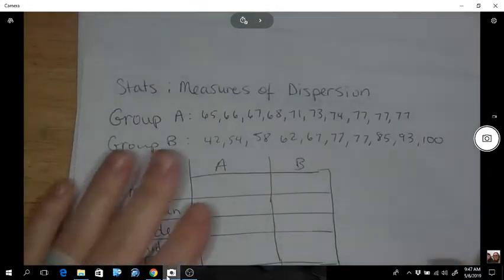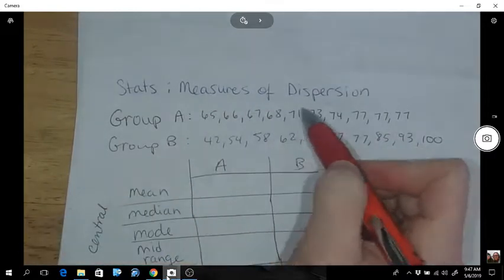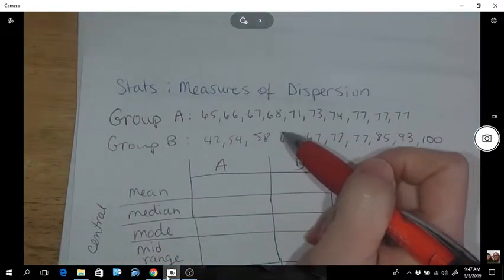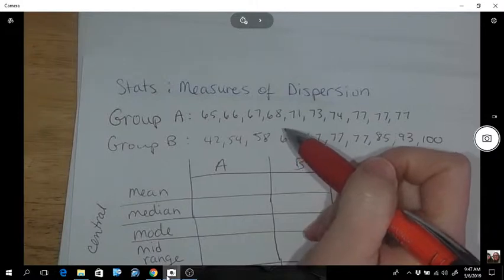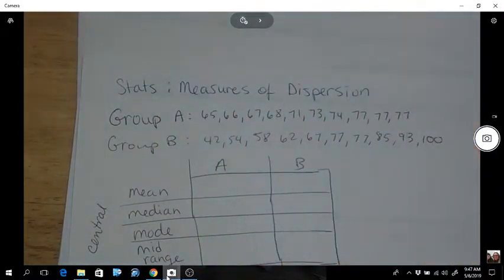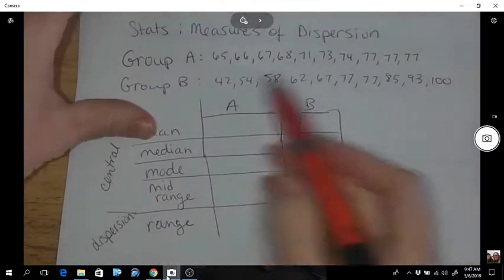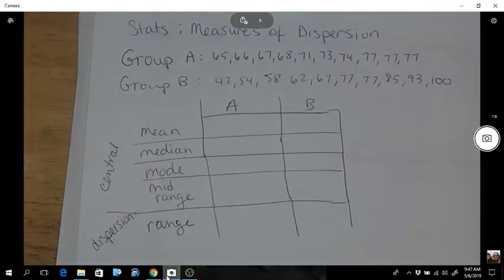Okay, so today we're going to talk about measures of dispersion in statistics. The last topic was central tendency, so now dispersion is analyzing how much the data is spread out. We have two sets of data, group A and group B. I've listed all the pieces of data in each, and I have already done these for you.